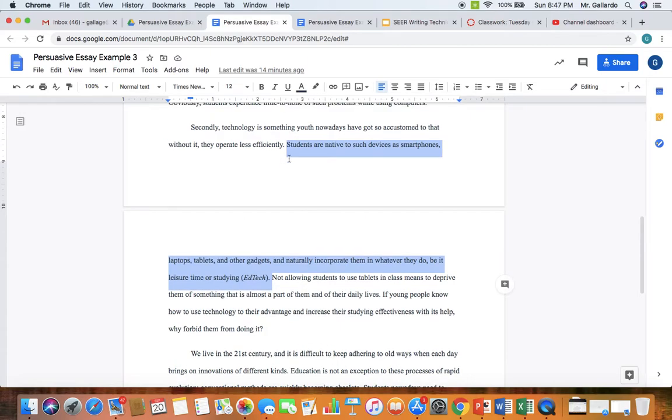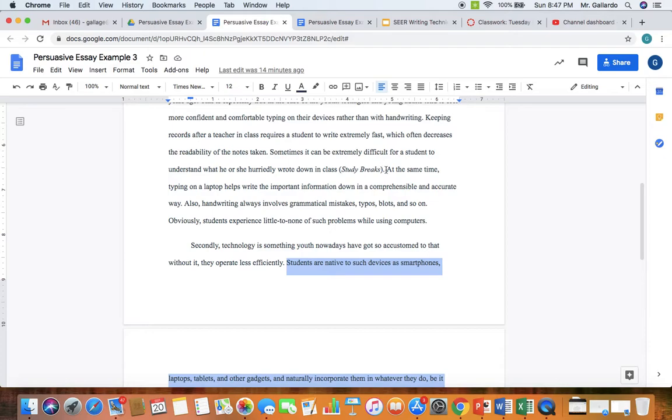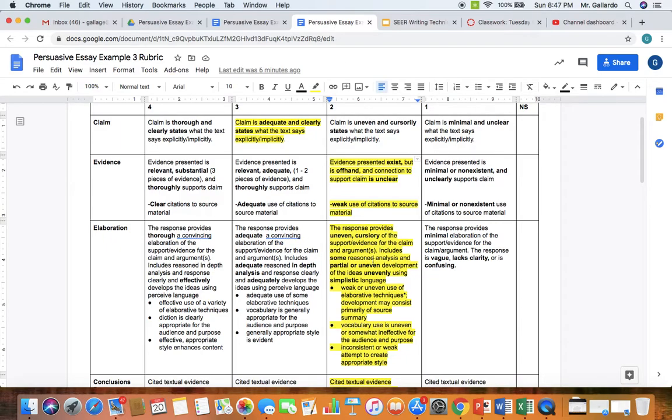But it is not a 3 because it only does it with this one piece of evidence and it does not do it with a second piece of evidence. And because the third is non-existent, it also doesn't do it with the third piece of evidence. So that is why the elaboration is a 2.